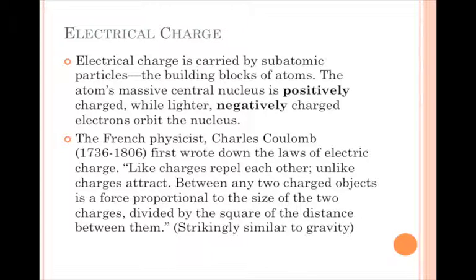Protons are positively charged where neutrons are not charged, and so that's what the nucleus is made of in an atom. The French physicist Charles Coulomb first wrote down the laws of electric charge, and he put that like charges repel each other, unlike charges attract each other. Between any two charged objects is a force proportional to the size of the two charges, divided by the square of the distance between them.